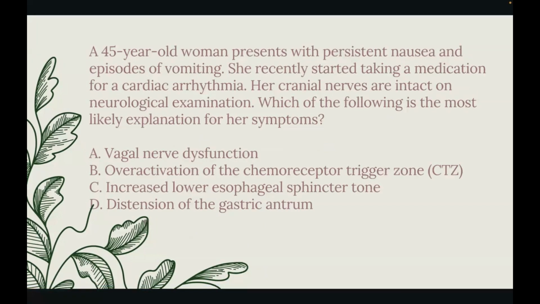Now, third question. A 45-year-old woman presents with persistent nausea and episodes of vomiting. She recently started taking medication for a cardiac arrhythmia. Her cranial nerves are intact on neurological examination. Which of the following is most likely the explanation for her symptoms?